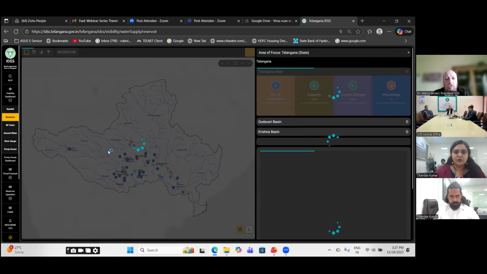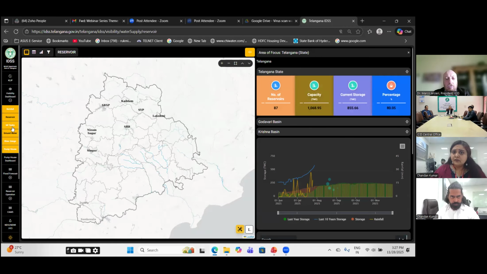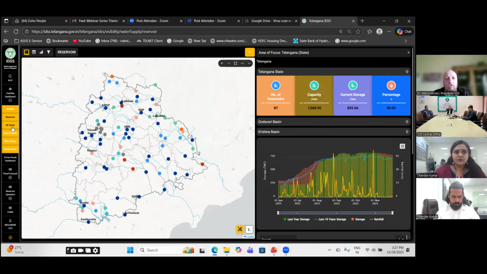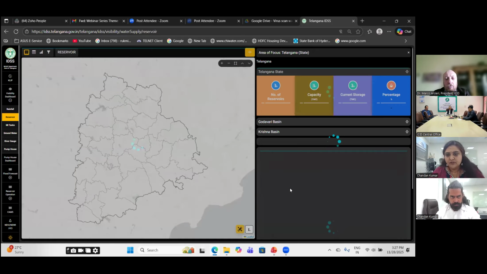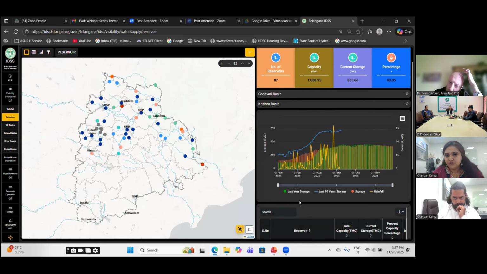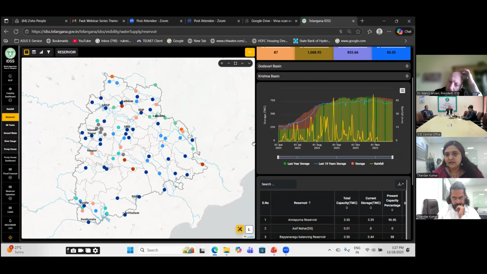Now coming to the MI tanks. Sorry, I also wanted to mention this right side view, because it took us a lot of time to sketch it and understand it: the storage versus the time, the last 10 years versus this year's storage, is also compared here.